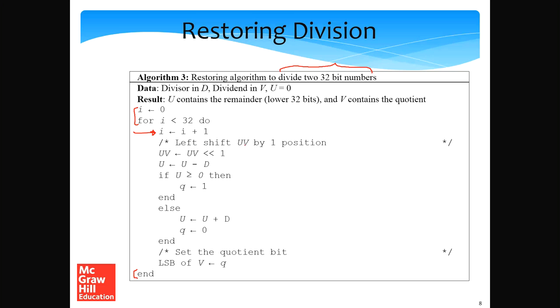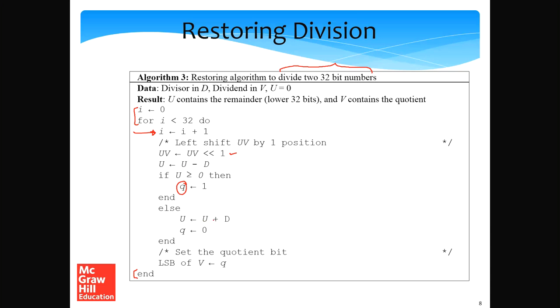Then we left shift the UV register the same way we did with the multiplier. In that case we were right shifting; in this case we left shift by 1 position. Then we subtract D from the register U. So we subtract the divisor from the register U. If U is greater than or equal to 0, then we set Q to 1. Q is a temporary variable.